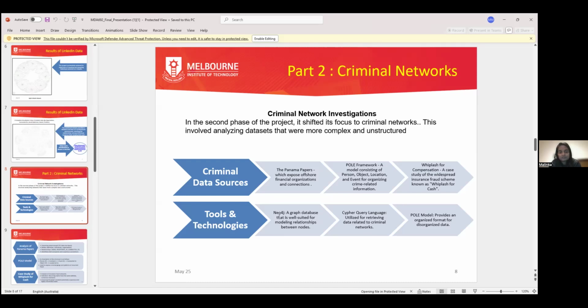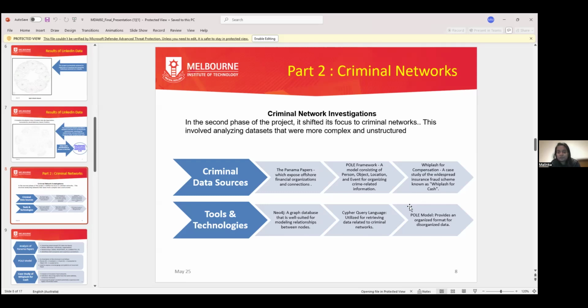In order to do that, we used some tools and technologies. We used Neo4j, which is a graph database well suited for modeling the relationships between nodes. And for Neo4j, we used the Cypher query language to retrieve data related to the crime networks.